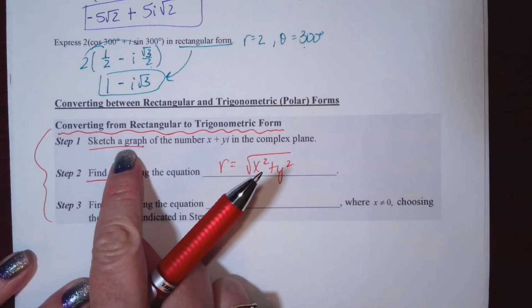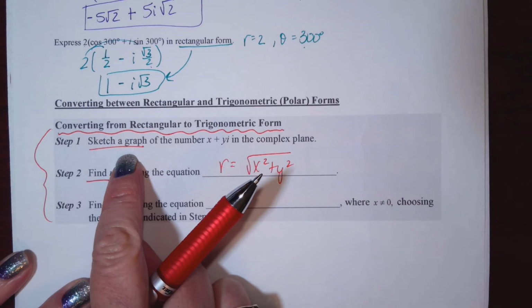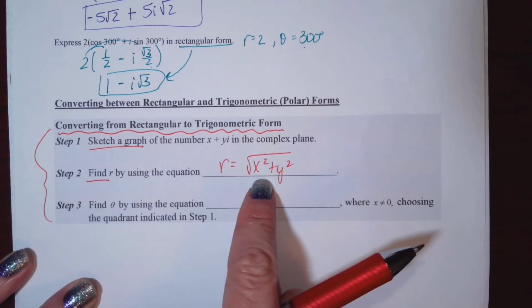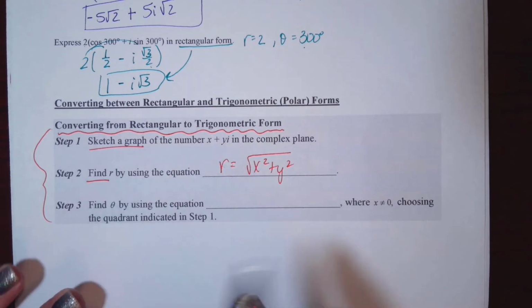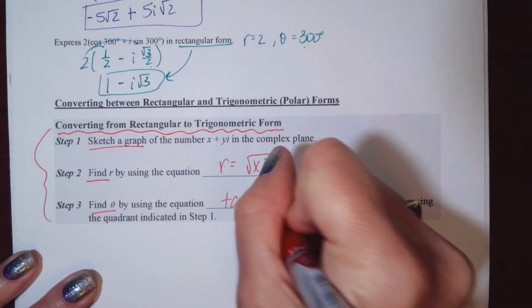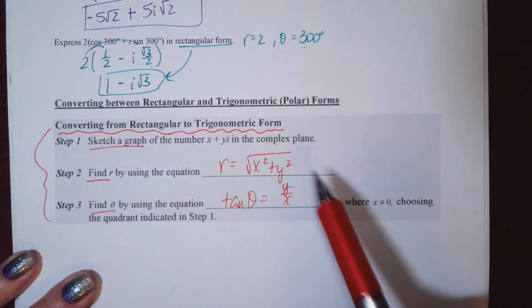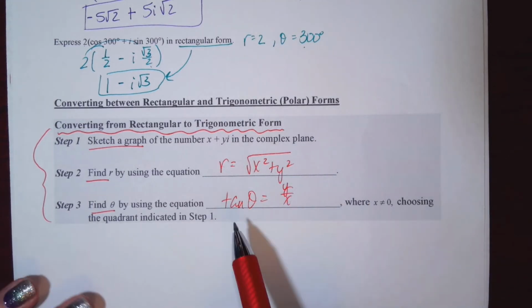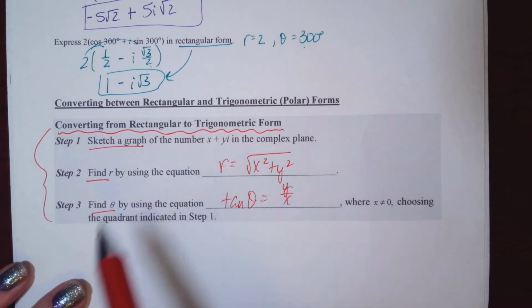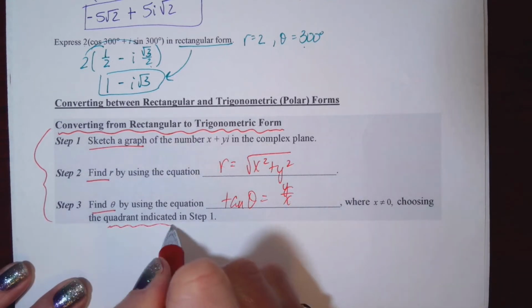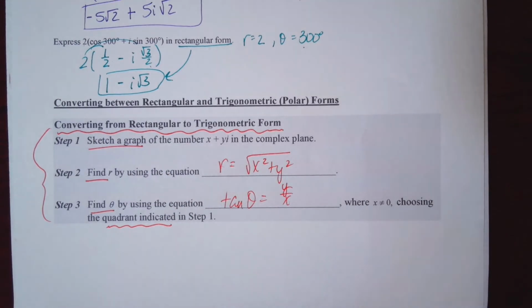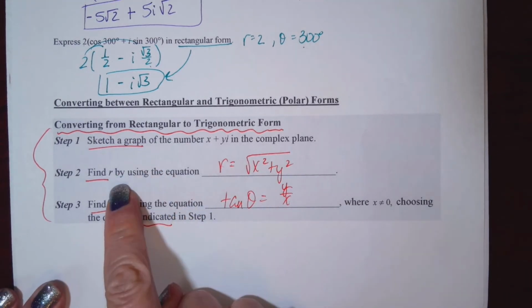I start with a sketch. Always start with that sketch so you know what quadrant you're in. Then you find that value of r using Pythagorean theorem. And then you find theta using that value for tangent theta as y over x. Because you know y and x, you can figure out which angle theta would be. Again, you got to make sure you're in the right quadrant, so you have to have created your sketch. So sketch, find r, find theta.